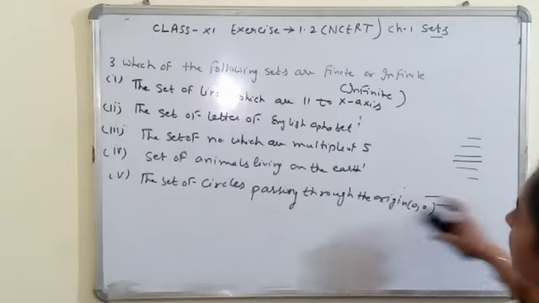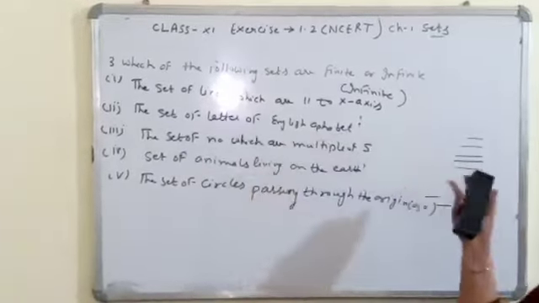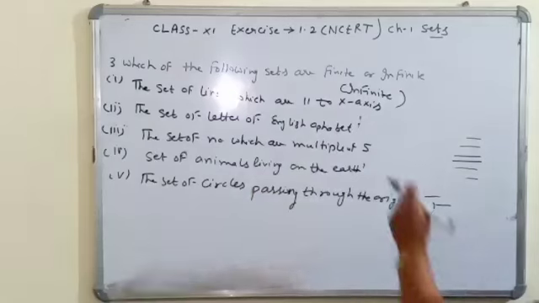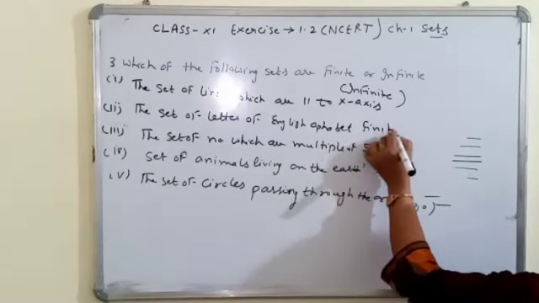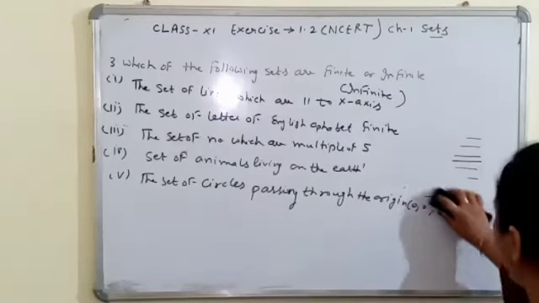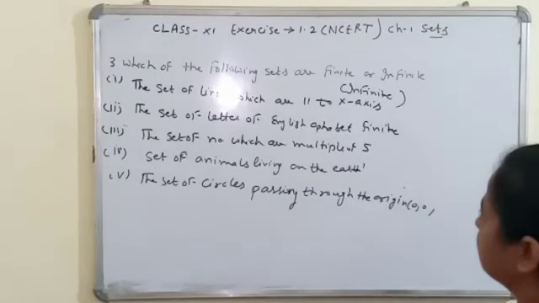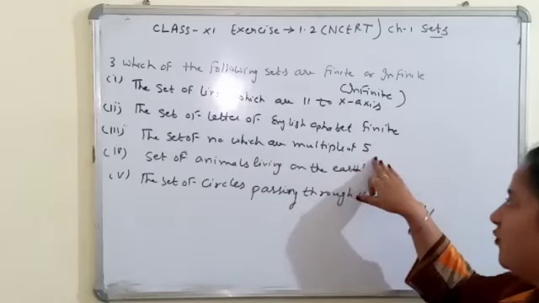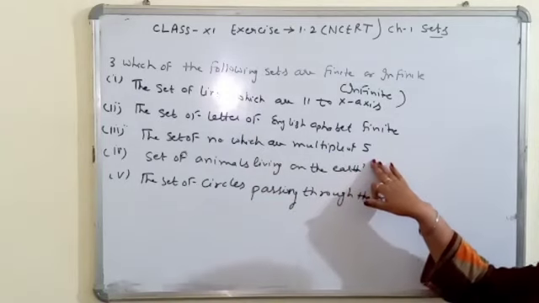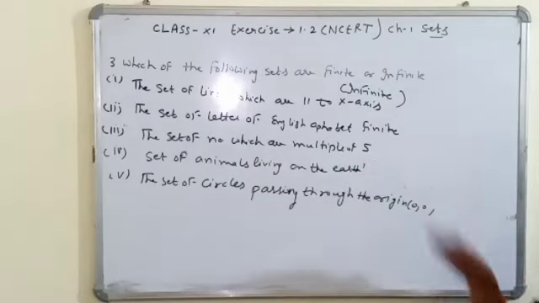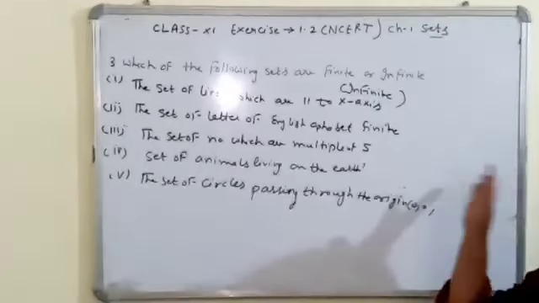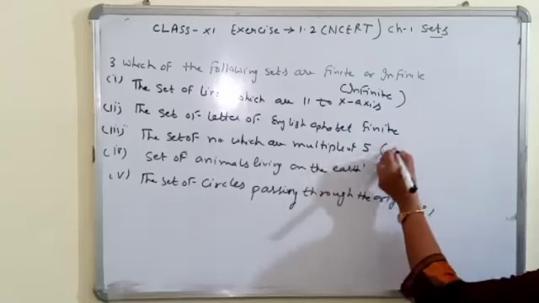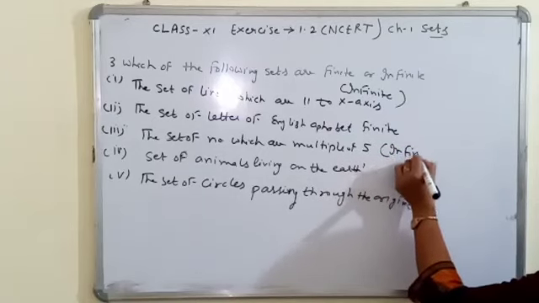Second is the set of letters of the English alphabet. Obviously we can easily count them. So this is a finite set. We can easily count the number of letters in the English alphabet. Now third one is the set of numbers which are multiples of 5. The set of numbers which are multiples of 5, they are infinite. We have n numbers which are multiples of 5. We can't count them. So this is an example of an infinite set.